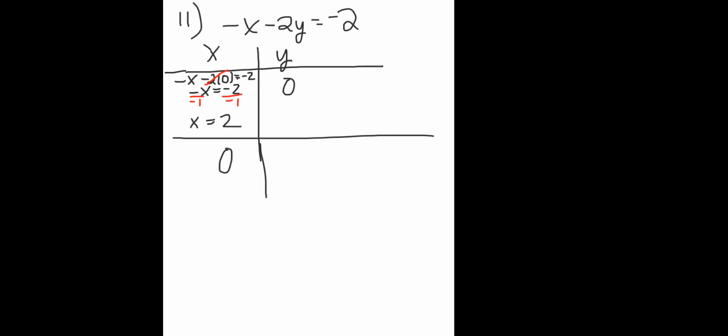Next, we've got 0 in x. So we have negative 0 minus 2y equals negative 2. The negative 0, of course, doesn't matter. It goes away. We get negative 2y equals negative 2. And then divide by negative 2. So y equals 1. So that was part 1.